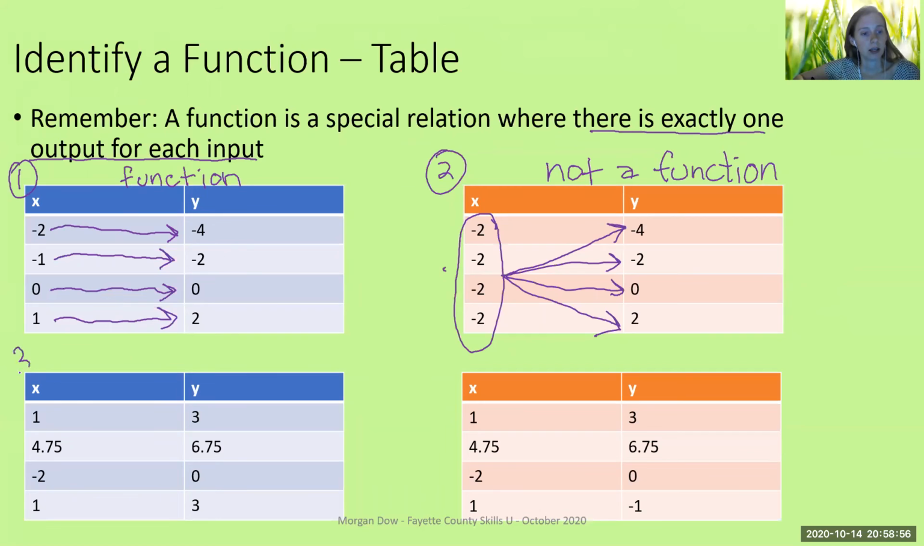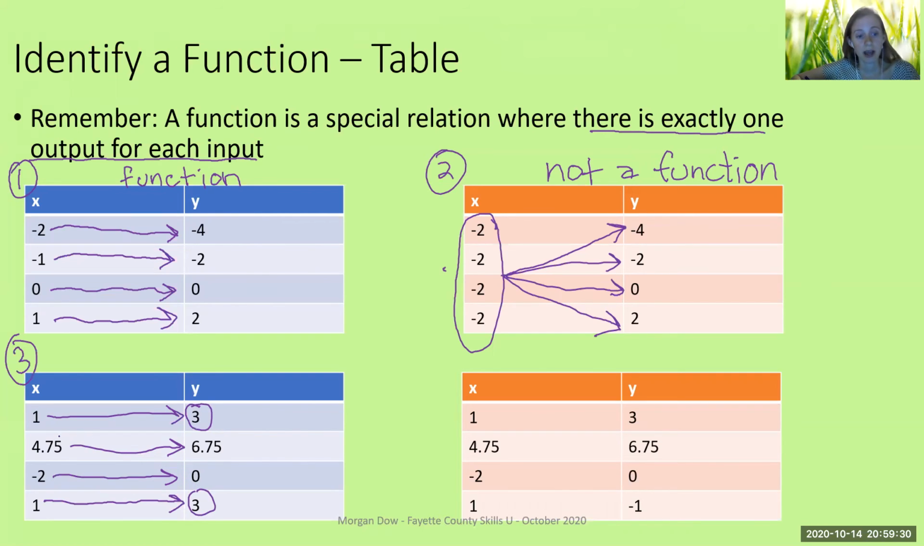All right, third table here. I look down my list of input values. I see 1 with 3, 4.75 with 6.75, -2 with 0, and then 1 again. You might be thinking, oh no, 1 is going to get 2 different outputs. However, it's actually going with the same value both times, right? So both times 1 is giving us an output of 3. That's fine, we can repeat the same thing.